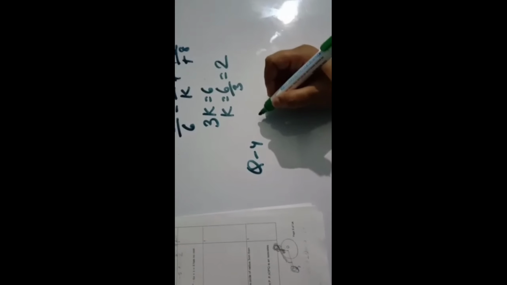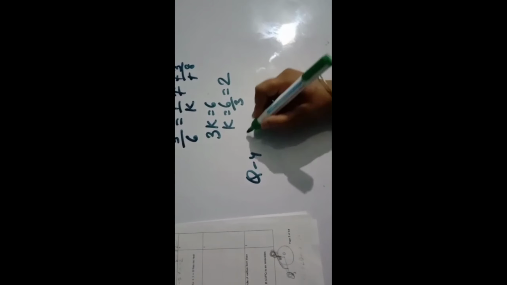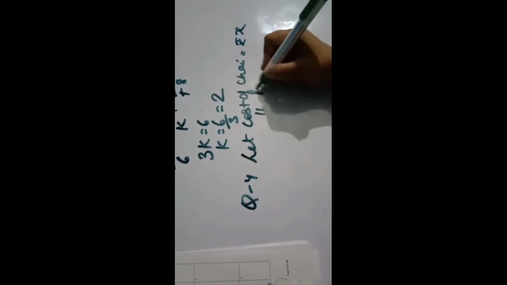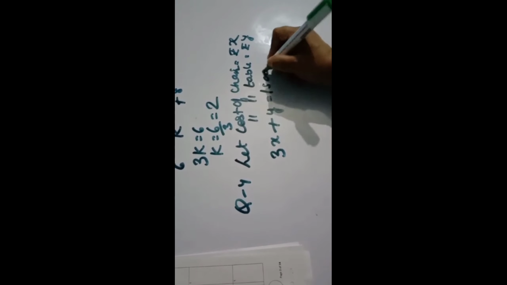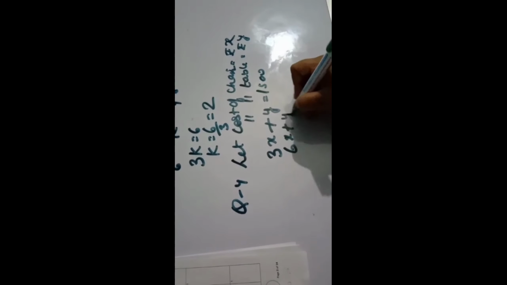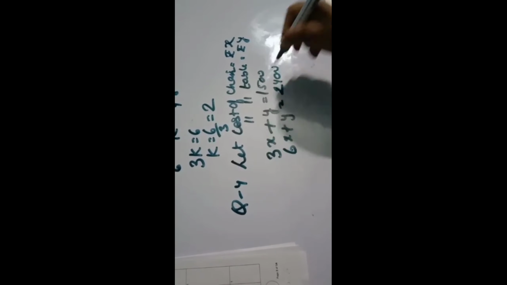Now question number 4, a very easy question. If 3 chairs and 1 table cost rupees 1500, and 6 chairs and 1 table cost rupees 2400, find the linear equations to represent the situation. So let the cost of a chair be rupees x and the cost of a table be rupees y. So two equations you have to form. 3 chairs, so 3x, 1 table means 1 into y, is equal to 1500, the first equation will come. Then 6x plus y is equal to 2400. So this is the answer.